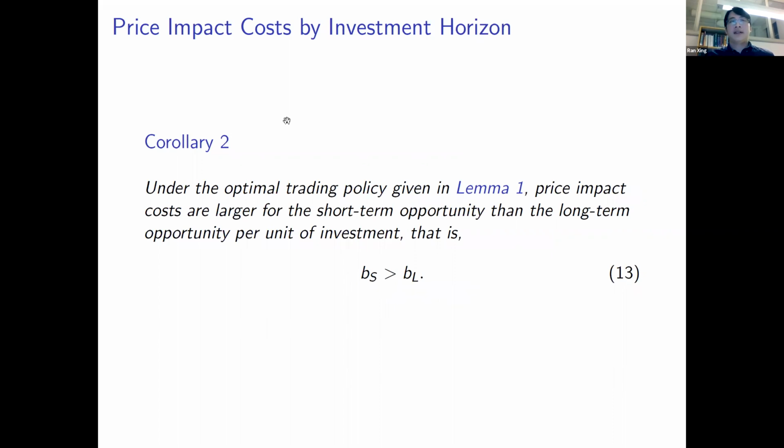So now we have our corollary 2 that will be used a lot in our predictions later. That is, under the optimal trading policy given in lemma 1, price impact costs are larger for the short-term opportunity than the long-term opportunity per unit of investment. That is, BS is larger than BL, because investing in a longer-term investment opportunity, you can spread your trades over time more.